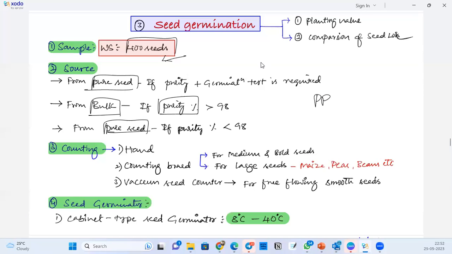As I told you, the physical purity test is divided into pure seed fraction, inert material, and other crop seeds, right? So out of this, from the pure seed fraction, you take the 400 seeds and then you do the germination testing on it.